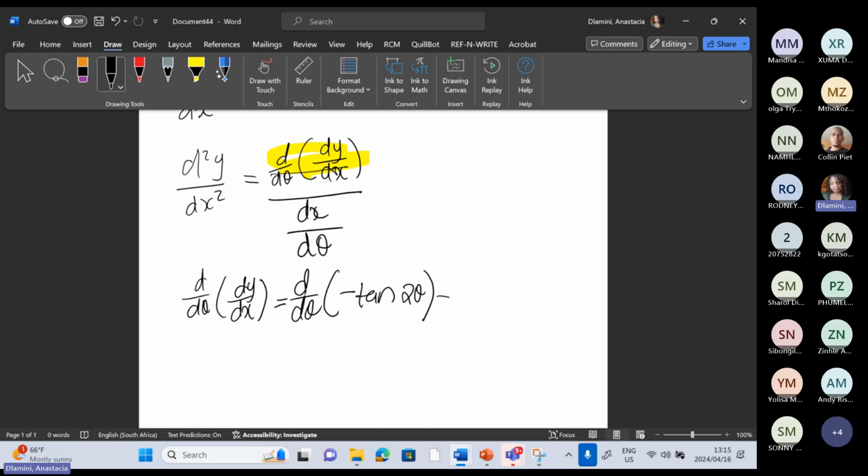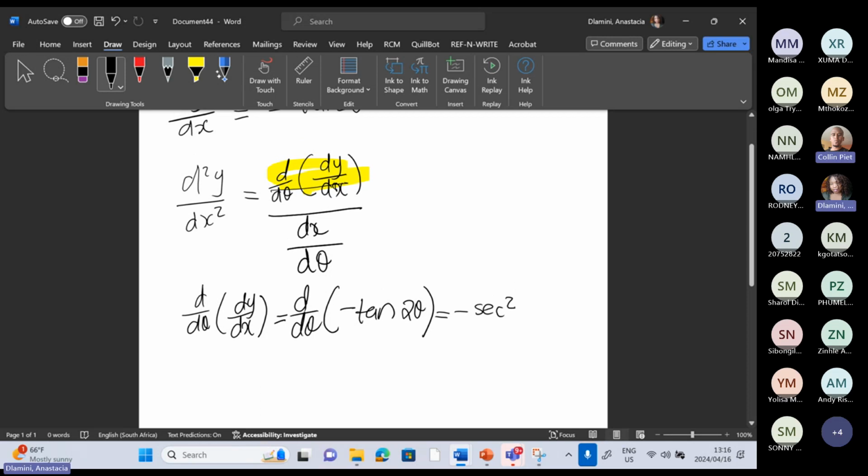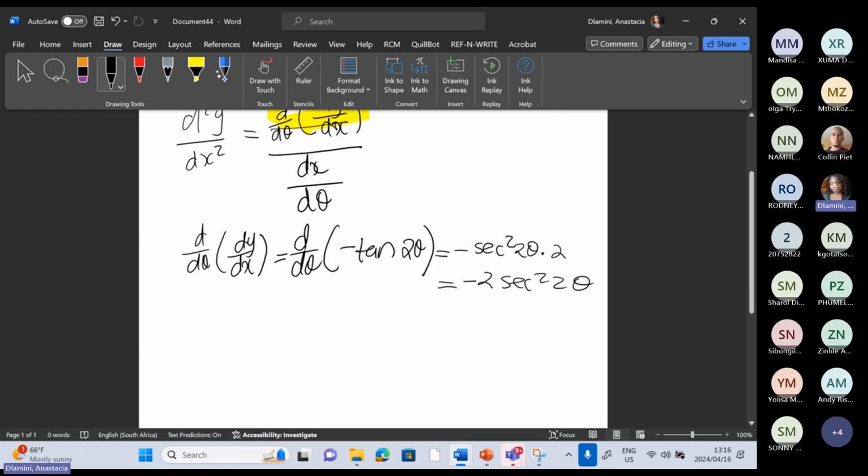So give me the answer, please. It's minus 2 sec squared 2 theta. Something is missing there. It's a 2, times the 2. So this is equal to minus 2 sec squared 2 theta. Are we all together there? Yes, ma'am.